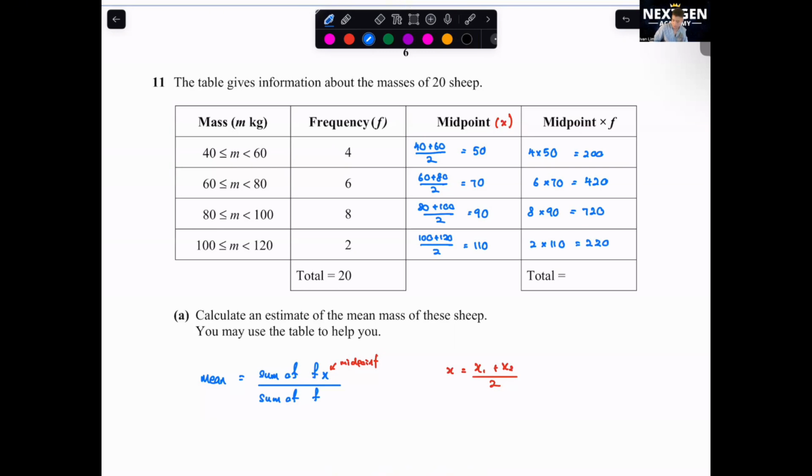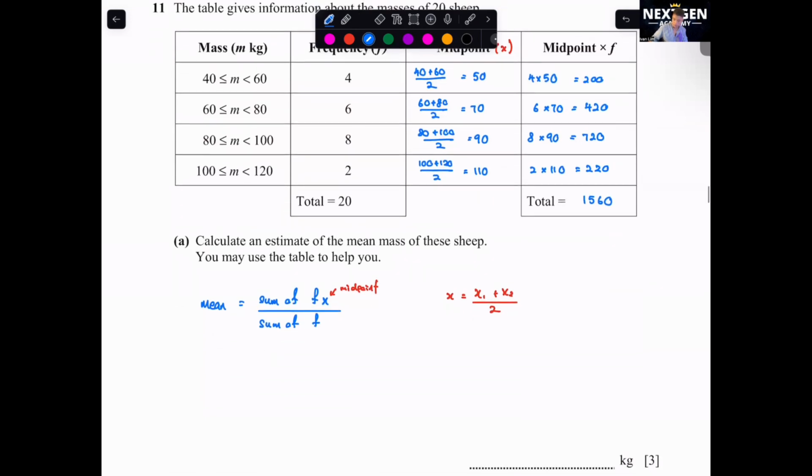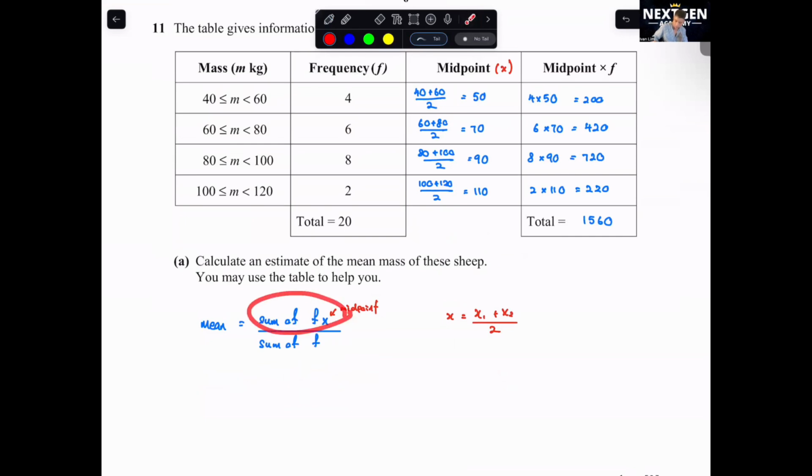Okay, you add it all up together. This midpoint, okay, we add it. So 200 plus 420 plus 720 plus 220. You get here 1560. Okay, this is your sum of fx. Okay, this value here is this.